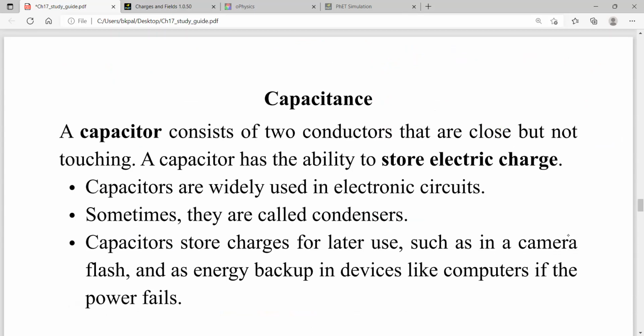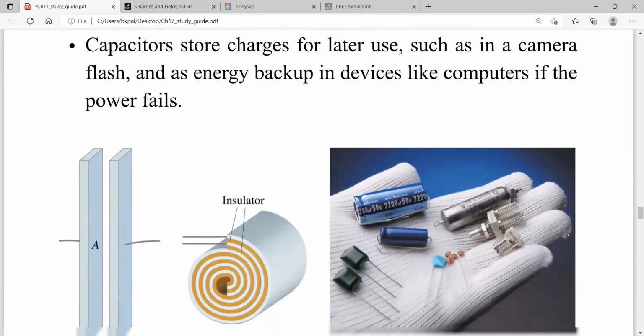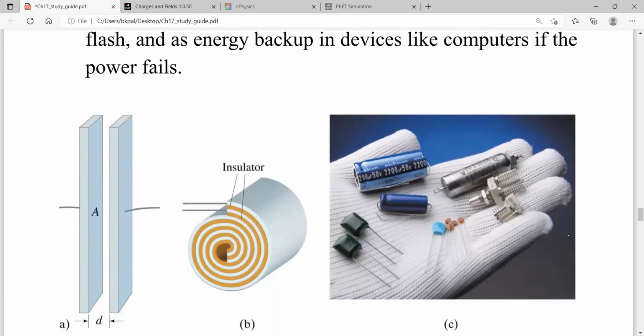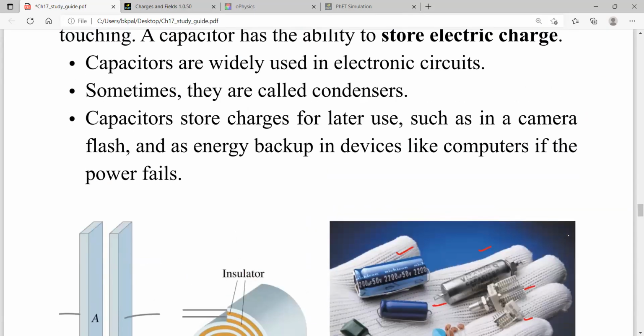All right, the last thing in this chapter is the capacitance. A capacitor is a device that can store energy or charge, and it is widely used in electronic circuits. So if you break open a computer or any electronic device, you may see this kind of thing. These are all different kinds of capacitors, and we use them to store energy or charges.